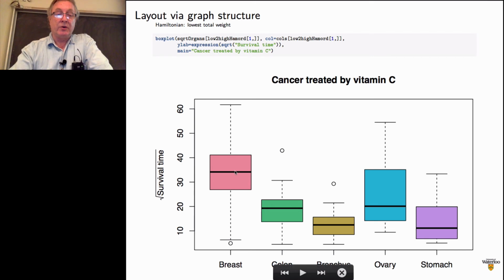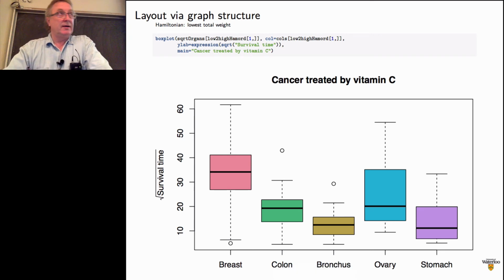And so you don't see this comparison, this breast versus the bronchus, necessarily appearing beside each other, because this particular Hamiltonian is going to give you the smallest total sum of the significance levels. Okay? So it's not by any means perfect, but it's a nice automatic way to lay out those box plots. Any questions?